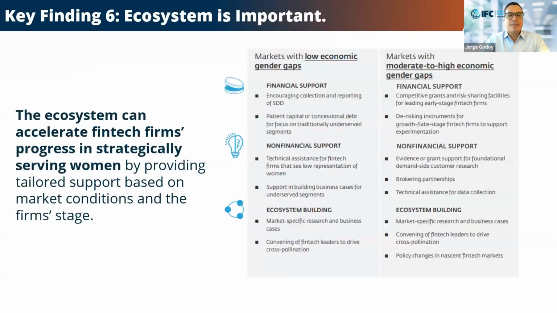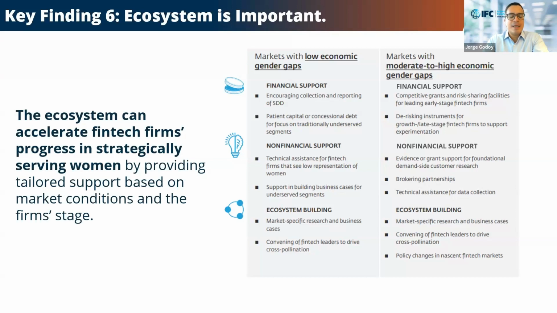Finally, as key finding number 6, the ecosystem is important. Ecosystems can accelerate fintech firms' progress in strategically serving women by providing tailored support based on market conditions and the firm stage. And you will see through the report what the ecosystems can provide to firms based in low economic gender gaps or in moderate to high economic gender gaps. Important to notice that these descriptions are based on the Gender Gap Report from the World Economic Forum. Depending on whether these firms were located in a low economic gender gap country or a moderate to high one, the requests were different. Generally speaking, they were usually asking for financial support, non-financial support, and ecosystem building, as I mentioned previously.